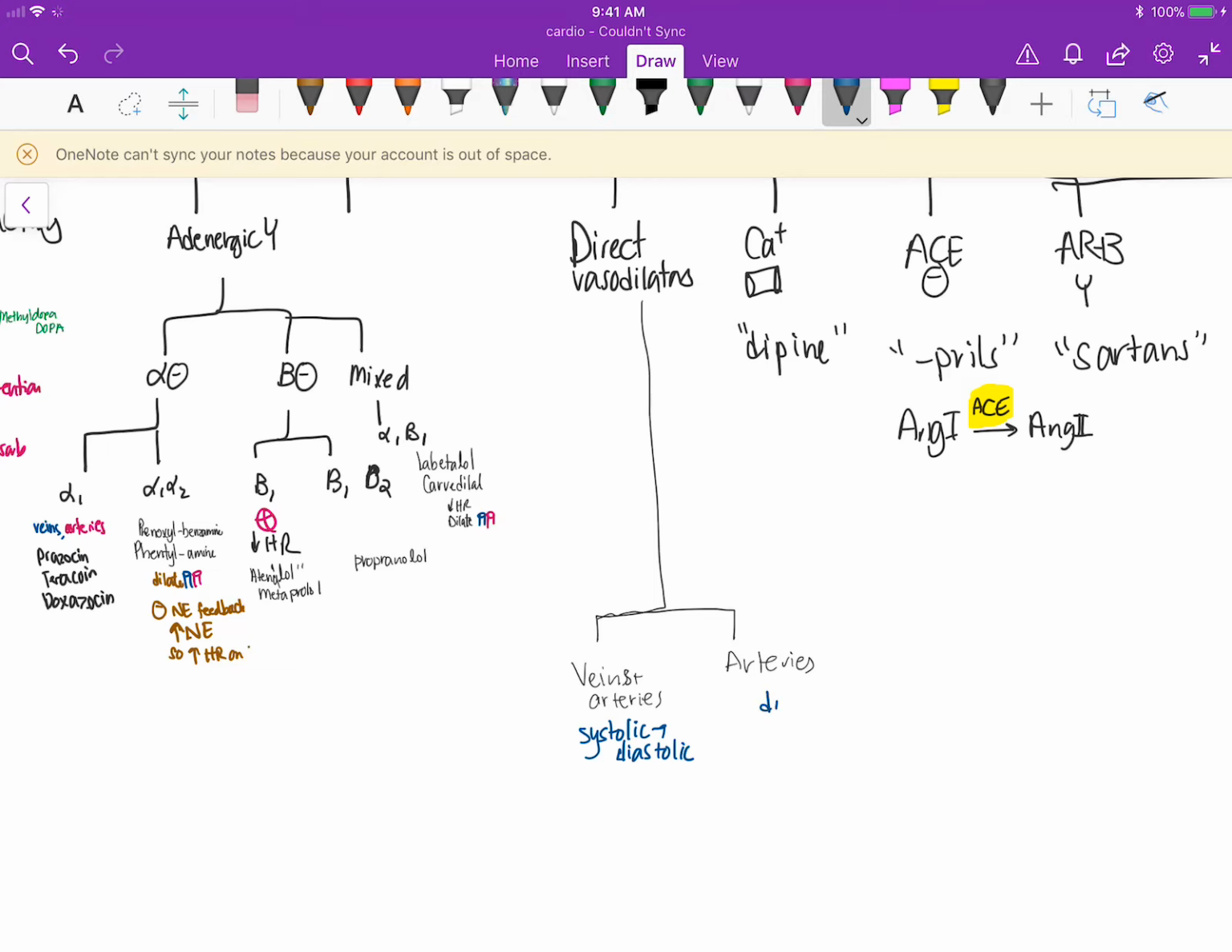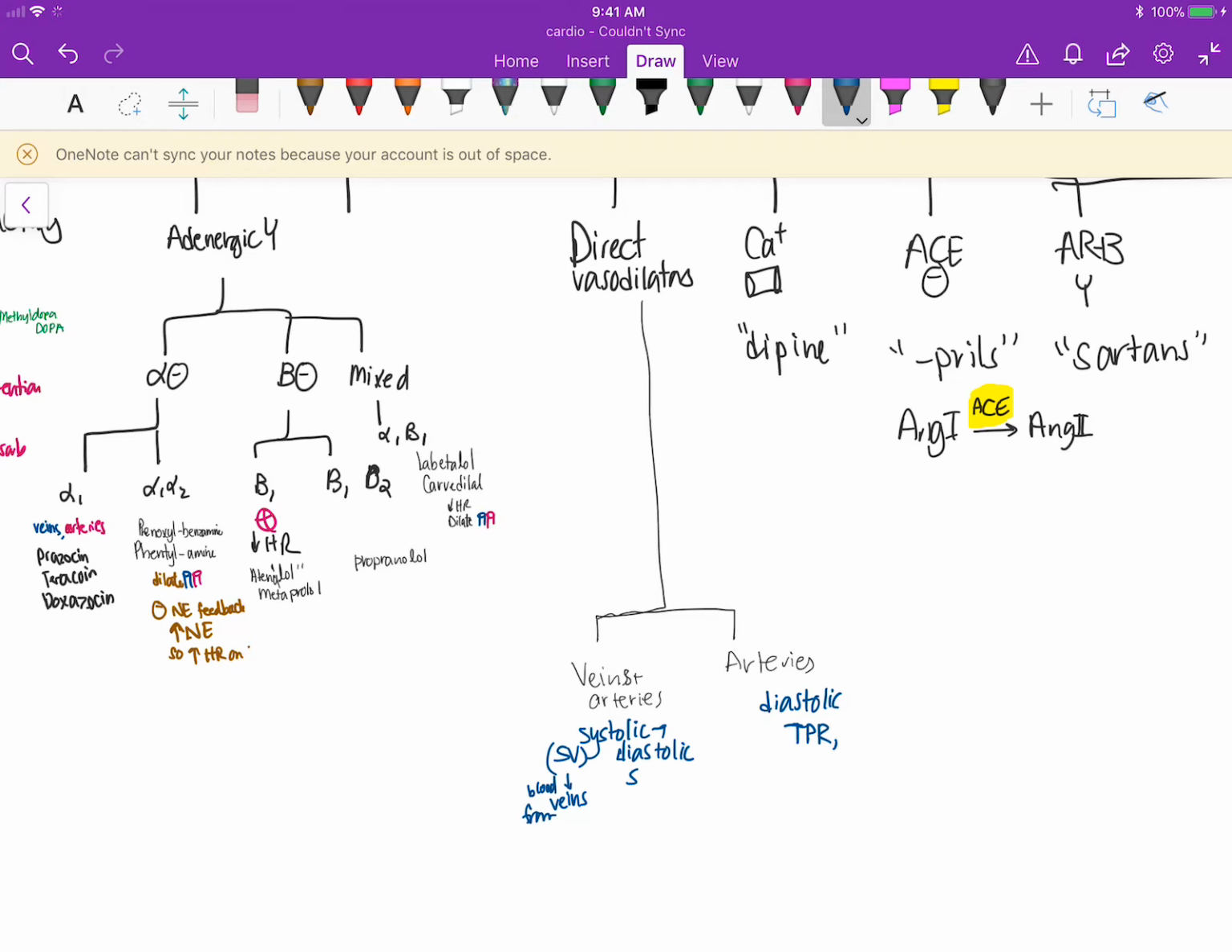versus the ones on arteries are just diastolic, because arteries are what push the blood from the arteries to the veins. So that depends on total peripheral resistance, which is part of the diastolic, versus systolic, which depends on stroke volume. Yes, systolic depends on stroke volume, and stroke volume depends on the blood from the veins, right?